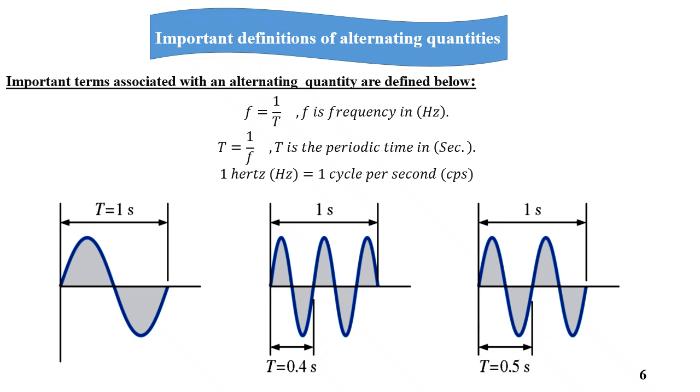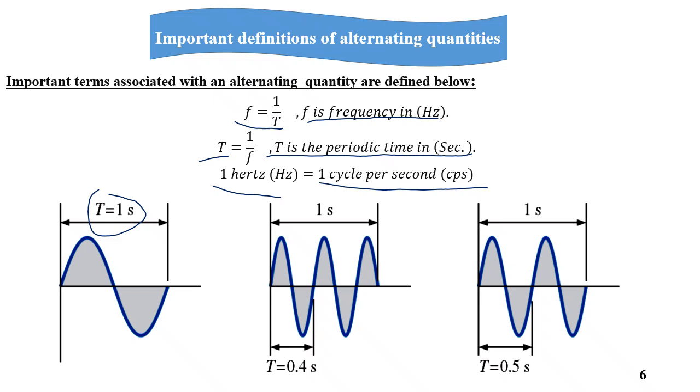We have the frequency equals 1 over periodic time, measured in hertz, or the periodic time equals 1 over frequency, and T is the periodic time in seconds. We have 1 hertz equals 1 cycle per second. For the periodic time equal to 1 second, we have one cycle of the waveform.